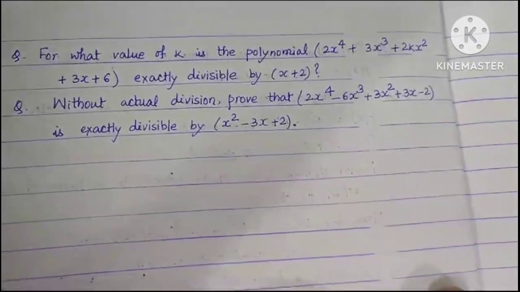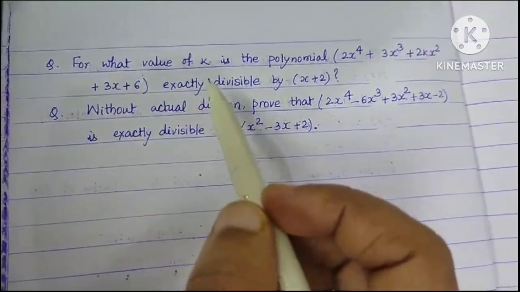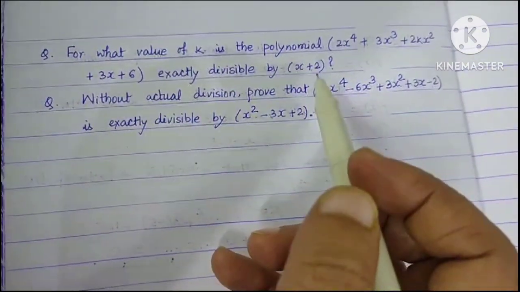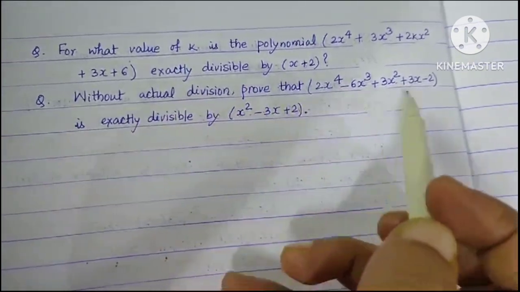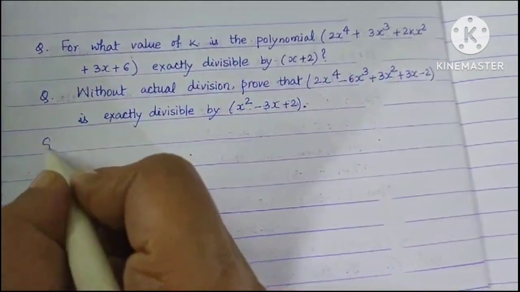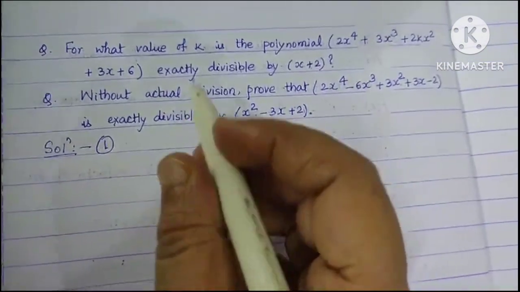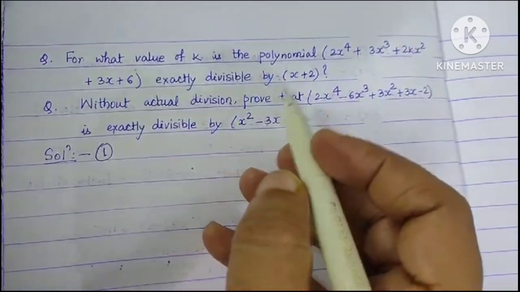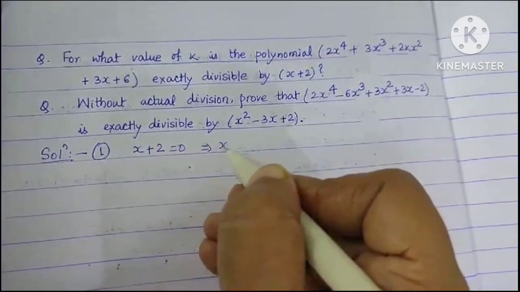Okay, friends, I have taken again two questions. So first one is, for what value of k is the polynomial, this one, exactly divisible by x plus 2? And the second one, the question is, without actual division, prove that this is exactly divisible by this polynomial. Okay, so let us solve question number 1 first. For what value of k is the polynomial exactly divisible by x plus 2? First of all, you do this, x plus 2 equal to 0. This implies x equal to minus 2.